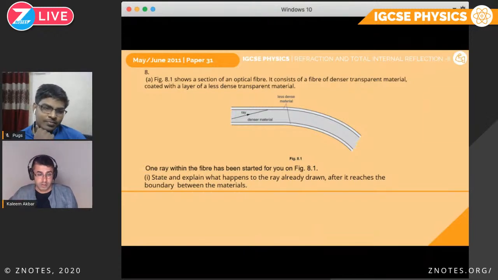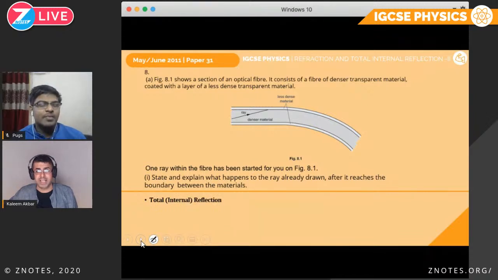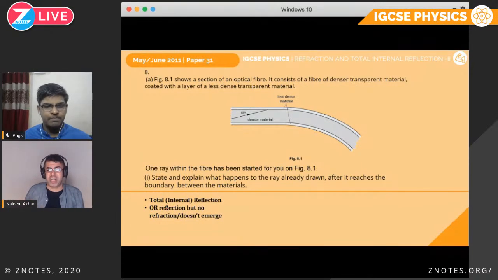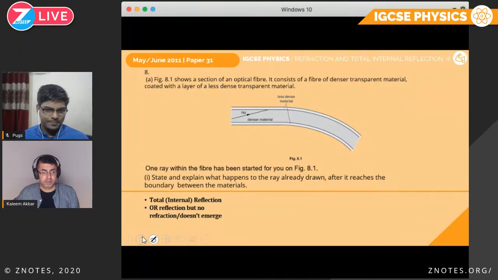Well, look, quite clearly, it's designed to do what? Totally internally reflect. In other words, keep all the information inside. Okay, this is how fast internet works. Look, you can write reflection but no refraction. Total internal reflection is what you want to do. This is just the examiner giving you a way of saying total internal reflection in a really long-winded way. Because some people will see a bunch of lines in the exam and say, well, once upon a time, the ray did not go out and it stayed in, and it bounced off the other side and it stayed in. They basically mean total internal reflection.